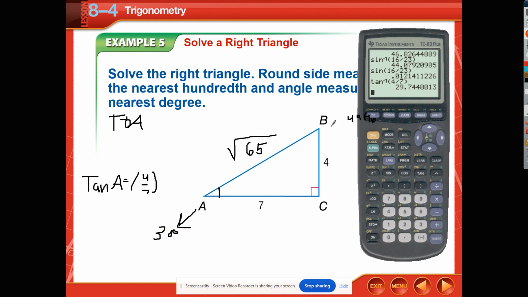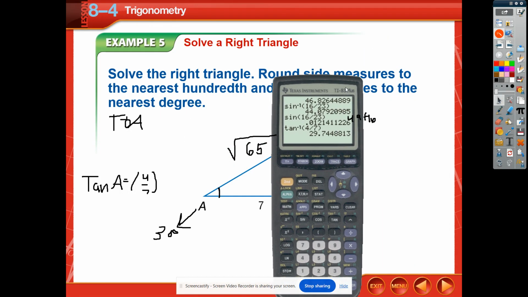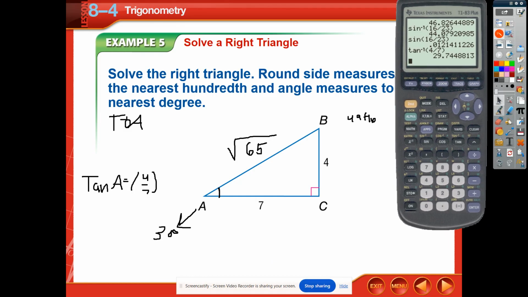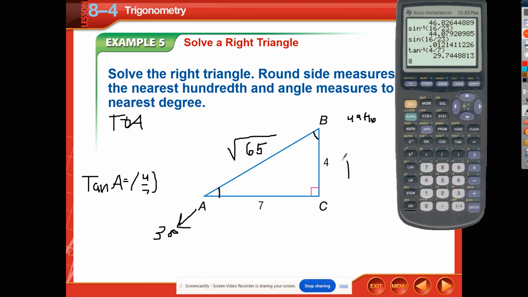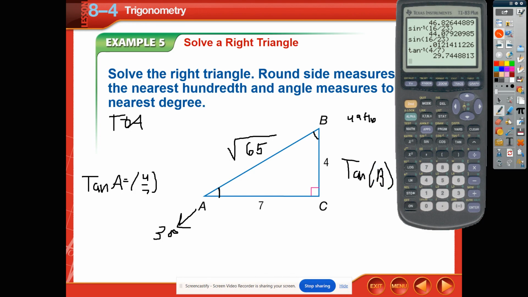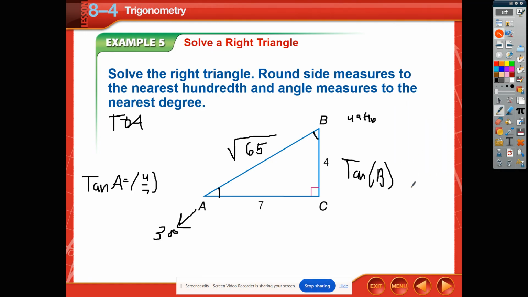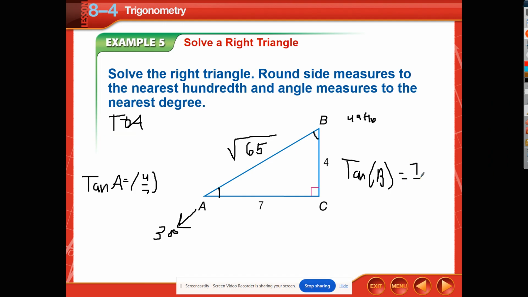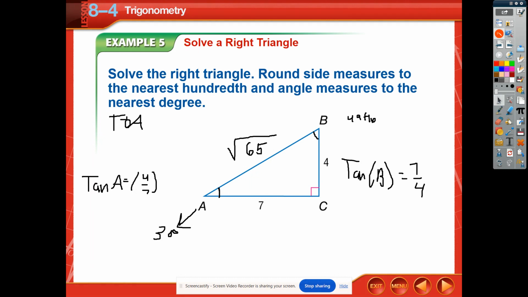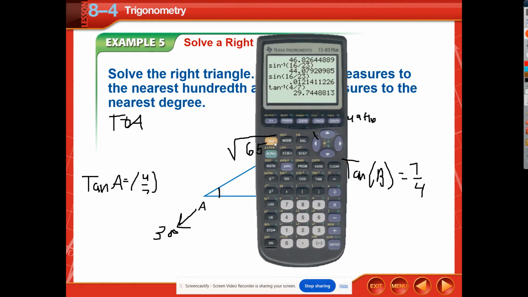So theoretically, we should know that B will round up to 60, but just for the purpose of teaching trig ratios, we will go ahead and do the tangent for angle B as well. So tangent of B is opposite over adjacent. The opposite in this case would be 7. The adjacent would be 4. So we're just doing tan inverse of 7 over 4.